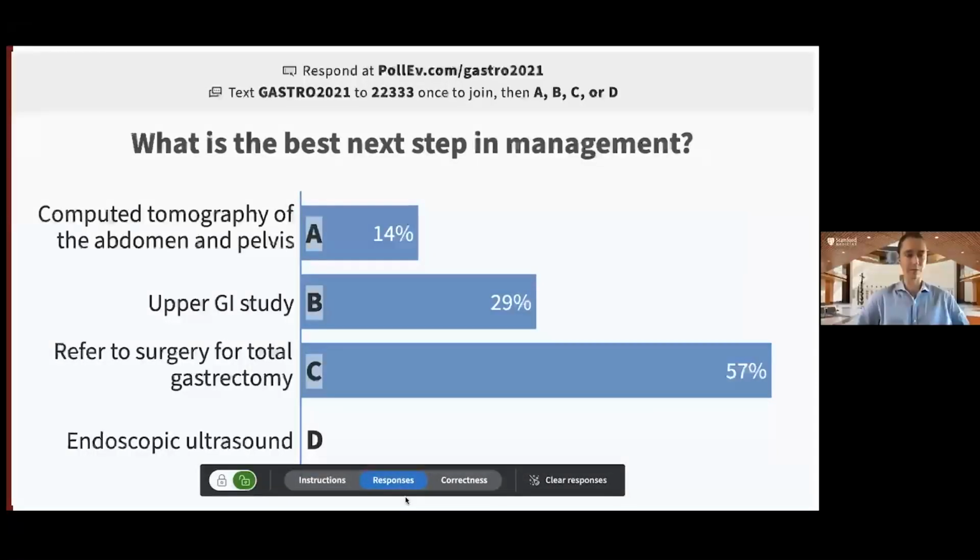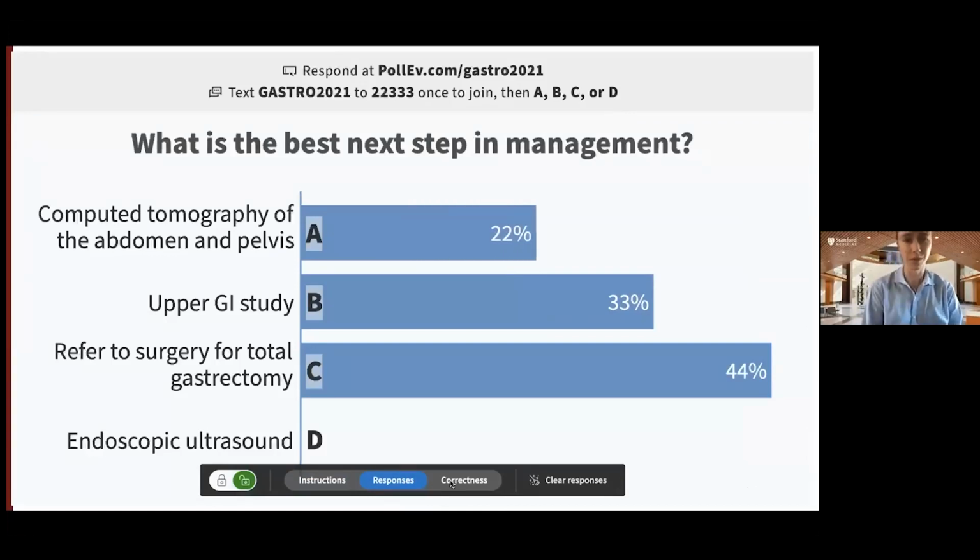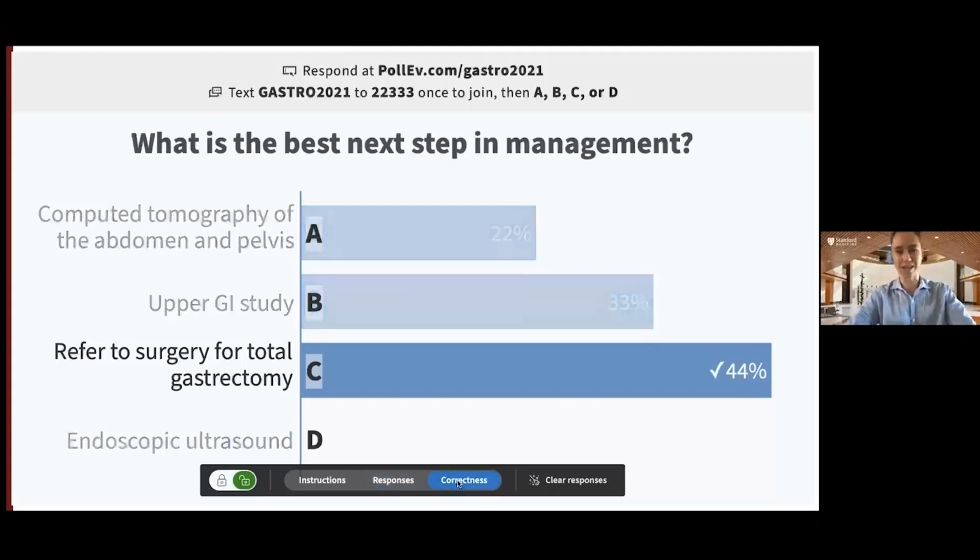Okay, so the majority of respondents are going to refer this patient for total gastrectomy. Some would like to do an upper GI study first, and some are opting to do a CAT scan of the abdomen and pelvis. So maybe we'll leave a few more seconds. Although the distribution of answers seems to be holding, with a majority still for gastrectomy. This is the correct answer, surgery for total gastrectomy.